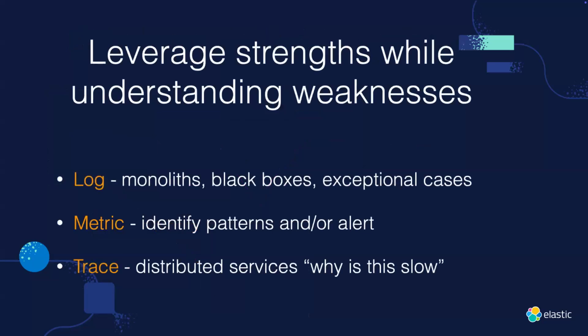And just like everything in technology, there are strengths and weaknesses. Logs are great if you have a monolith. Everything's there anyway, so just look at the logs. Also black boxes, like a cloud service you can't affect, or some vendor software that you can't change. And of course, anything exception-like, errors, they always end up in logs, right? Metrics are for patterns, that's how we do alerting, that's how we get woken up. That's how we do our SLOs. And then traces are for the why it's slow.